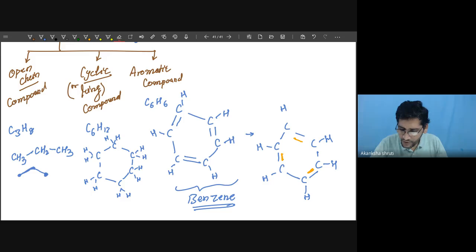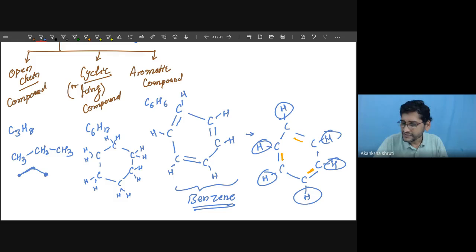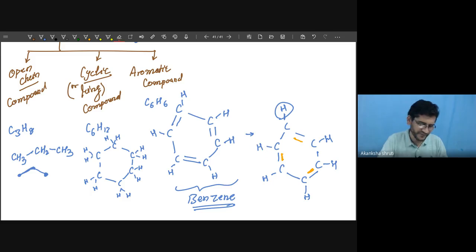It is possible to remove some of the hydrogen from here, like this hydrogen, any of the hydrogen. Students, in this case all these 6 hydrogens are identical. Okay, so these are identical positions with respect to the ring. So we are able to remove any of these hydrogens by some other group of atoms, or even the methyl group or any open chain hydrocarbon or alkyl group.